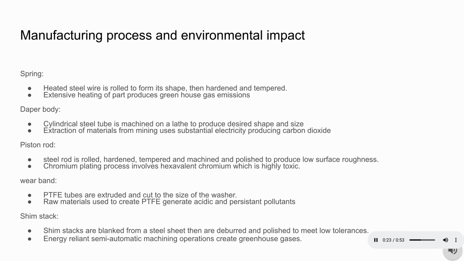For the piston rod, the steel is rolled, hardened, tempered, machined, and polished to produce low surface roughness. The chromium plating involves hexavalent chromium, which is highly toxic to the environment. For the wear bands, PTFE tubes are extruded and cut to the size of the washer. Raw materials used to create PTFE generate acidic and persistent pollutants.